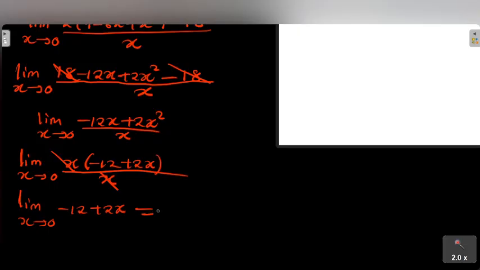So now we can evaluate. Where there's x, we'll put 0. So it will be negative 12 plus 2 open, 0. Now we have negative 12 as the answer. So that's what we do there.